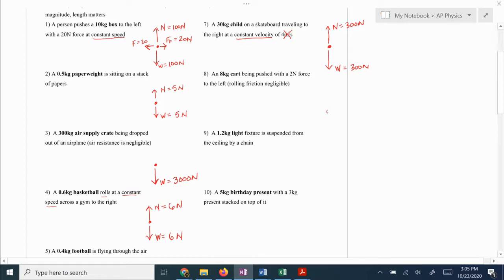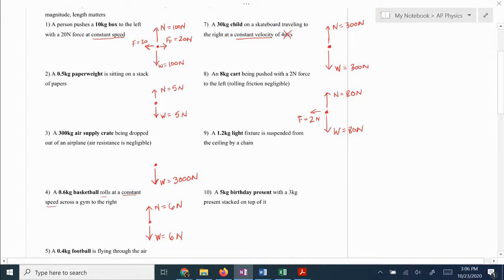Next one, an 8 kilogram cart is being pushed to the left. So we got 2 newtons that way. Okay, it says it's frictionless. Then we also have 8 times 10, so weight equal to 80 newtons. And normal force is also 80 newtons.